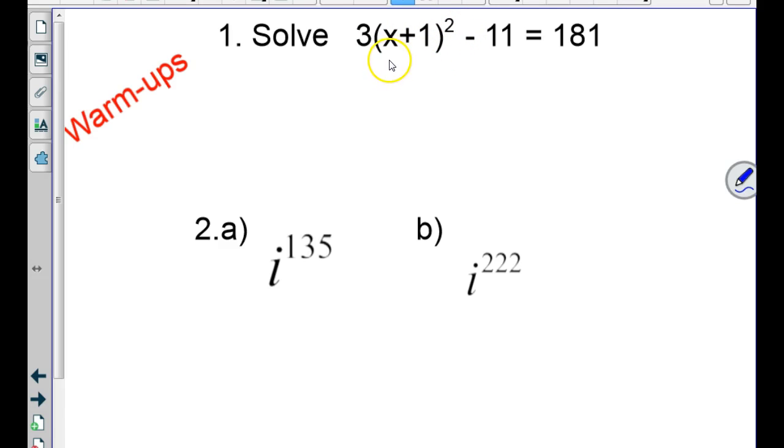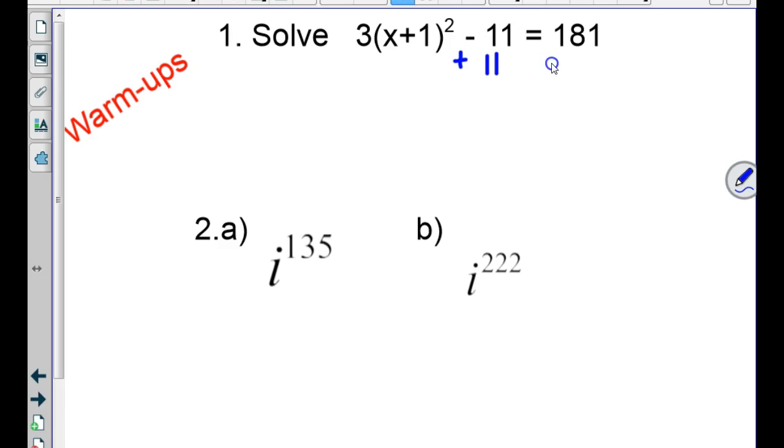And you can't square it and just get x squared plus 1. You'd have to FOIL it out, and you'd get x squared plus 2x plus 1. Then distribute the 3, simplify, subtract 181, get it equal to 0, then see what you could do. Somebody had a better idea.